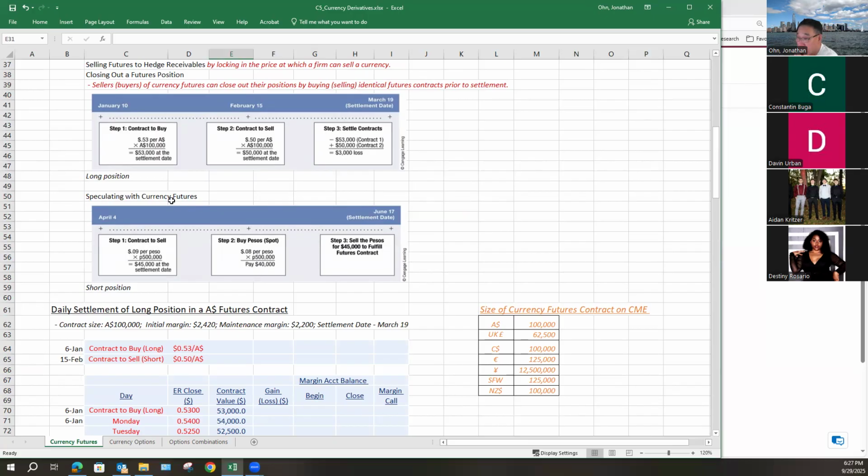Speculating with futures, currency futures. This one is a short position. So speculators, investors, they got into a short position here. It's peso, right? Peso, 9 cents per peso. It's not shown here, but the contract unit is 500,000 pesos.